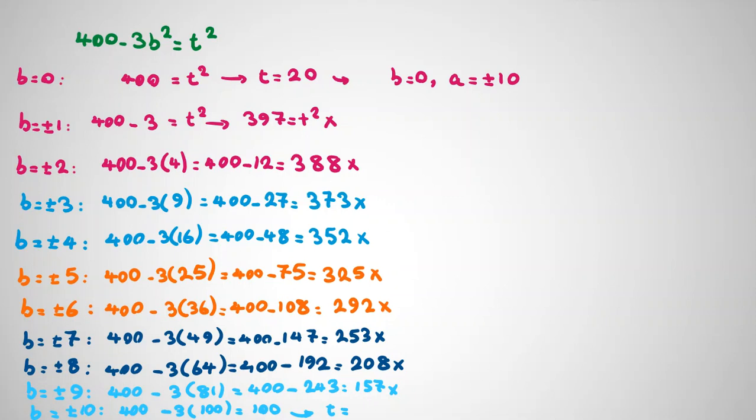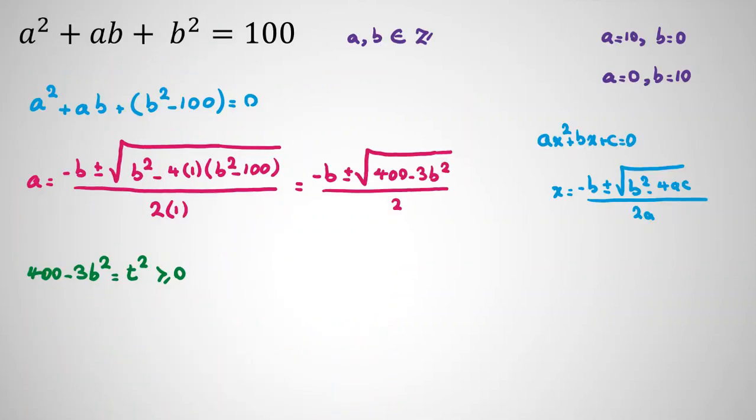So t will be what? t will be 10. Okay, we said that t is greater than or equal to 0. Now, if we check t is 10, so b is plus minus 10. So I can say in this case b equal to plus minus 10 and t equal to 10. So it will be negative b plus minus 10 all over 2. So we will see minus b plus minus 10 all over 2.